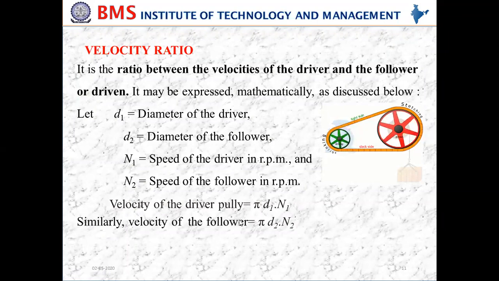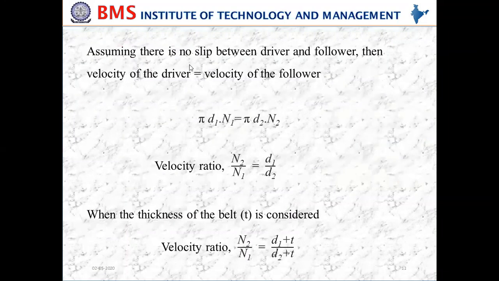Similarly, the velocity of the follower is pi into D2 into N2. That is, V is equal to R2 omega 2, where omega 2 is equal to 2 pi N2 by 60. So 2R2 is taken as D2, and pi D2 into N2 gives the velocity of the follower. Assuming there is no slip between the driver and follower, the velocity of the driver is equal to the velocity of the follower.